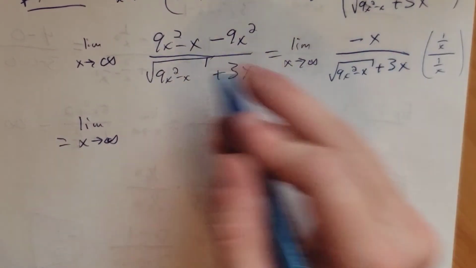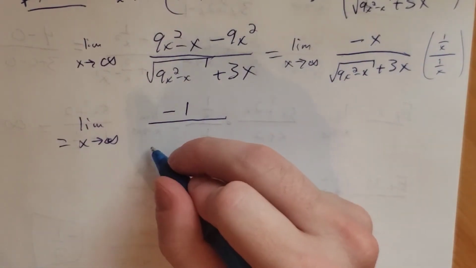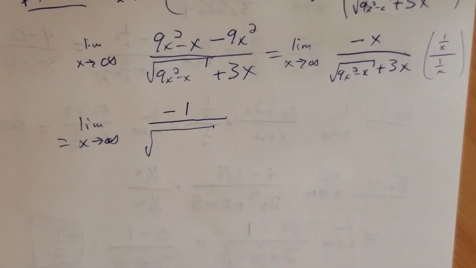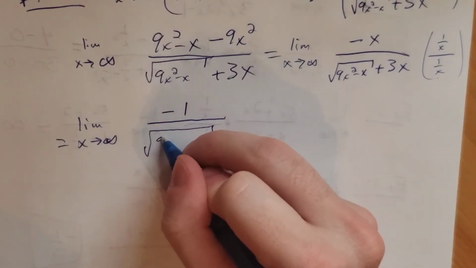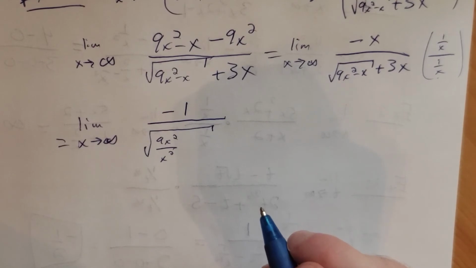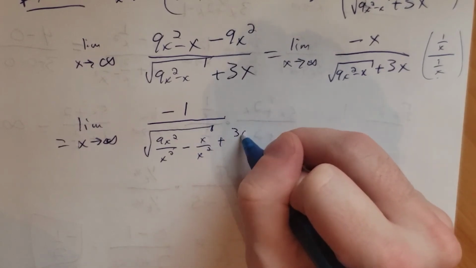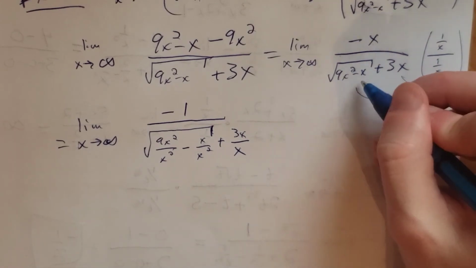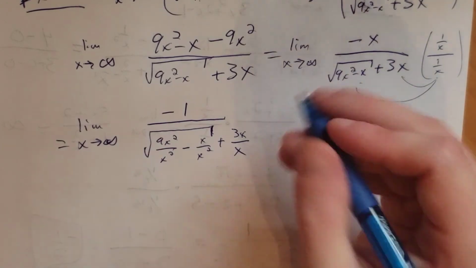let's see, negative x times 1 over x is negative 1. All over, now we need to distribute. This becomes the square root of 9x squared over x squared minus x over x squared plus 3x over x when we just distributed this to both things here. But when it gets distributed inside here, it's now a 1 over x squared because we moved it inside the square root, just like that previous problem.